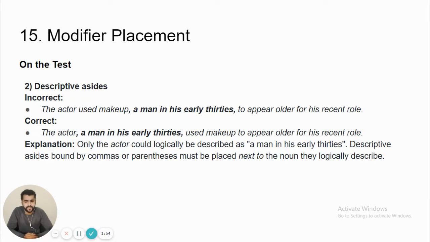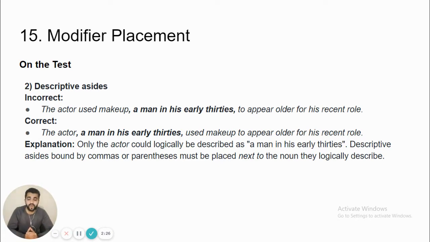Number 2, descriptive asides. Incorrect: The actor used makeup, a man in his early 30s, to appear older for the recent role. Correct one: The actor, a man in his early 30s, used makeup to appear older for his recent role. Again, only the actor could logically be described as a man in his early 30s. Descriptive asides bounded by commas or parentheses must be placed next to the noun they logically describe.